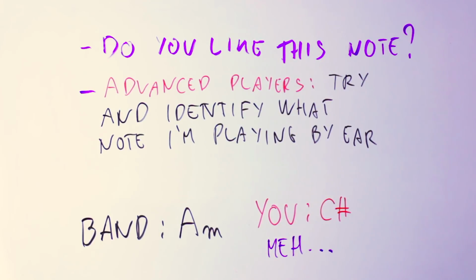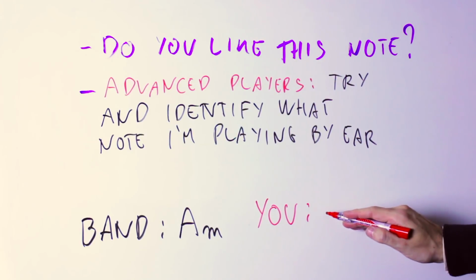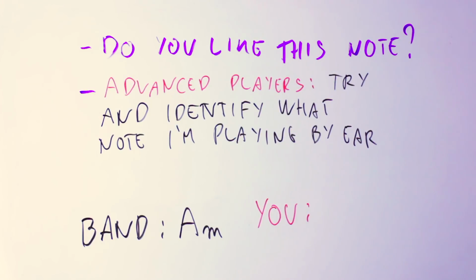This note is C sharp, which is the major third over the A minor chord. In general, if you play this note over a solo, it sounds completely out of place. But then again, maybe you like it, and if you like it, use it in your solo over A minor. What about this note? Personally, I like this one. This is the F sharp, which is the major sixth over A minor.